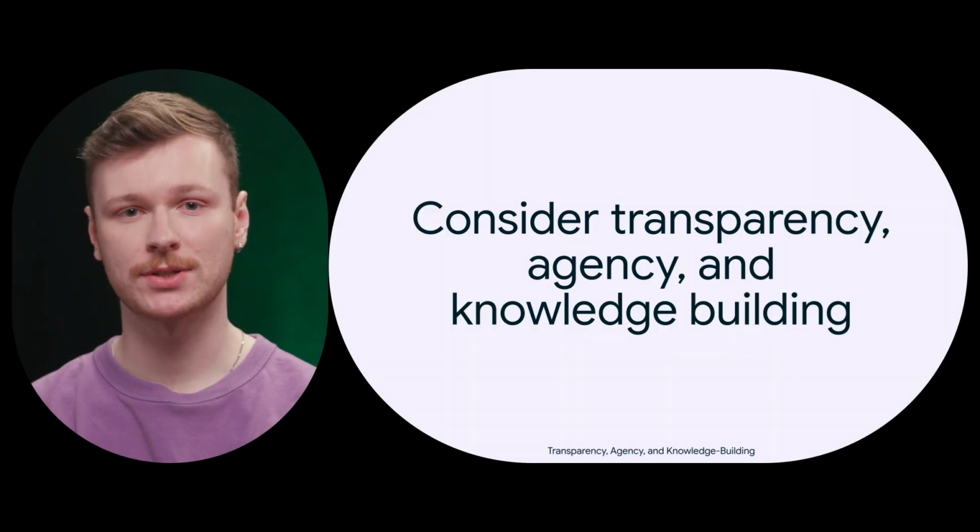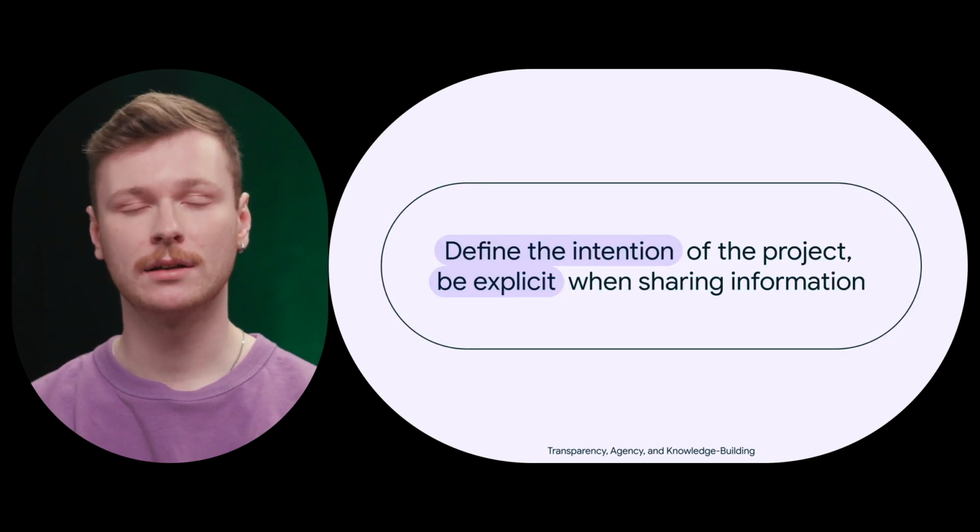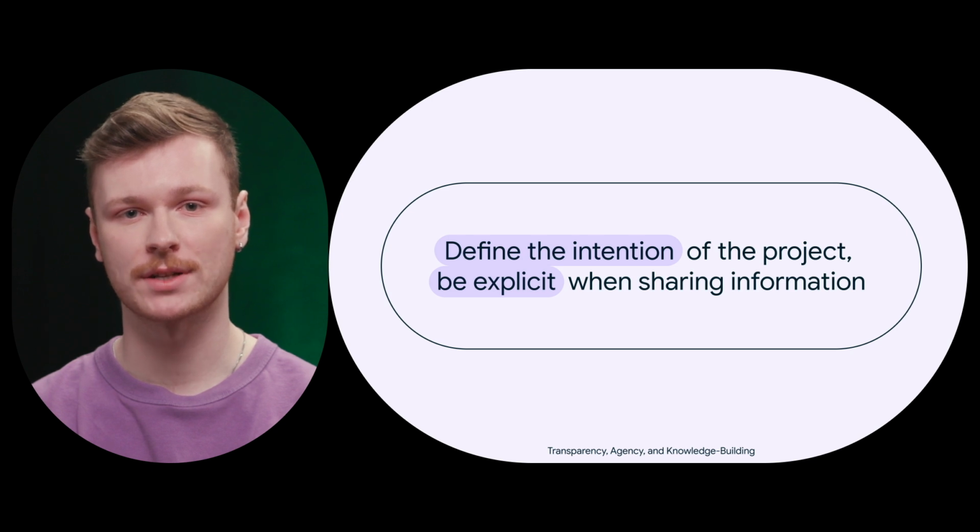Consider building trust through transparency, agency, and knowledge building. Clearly define the intention of the project and keep co-designers updated on progress. Try to be explicit when sharing information about privacy, data, and next steps. For example, when recruiting participants, we used progressive disclosure to let folks know this test talks about sensitive content before asking them to sign up for the research.